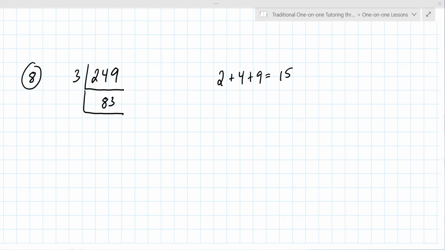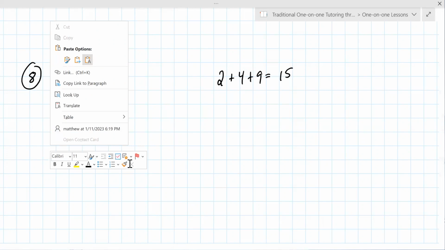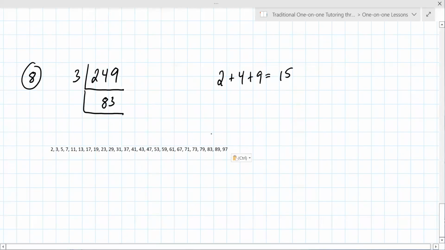Let me see if I can find one that's easy. I'll just drop them in the chat for now. That'll be pretty quick. So there in the chat, I've just shown you the list of prime numbers. Also, I think I can paste them in here reasonably well. So here's a list, and you can see that 83 is on that list.